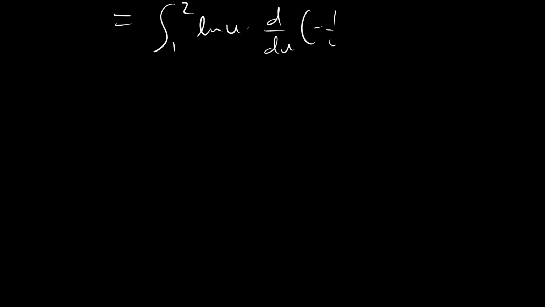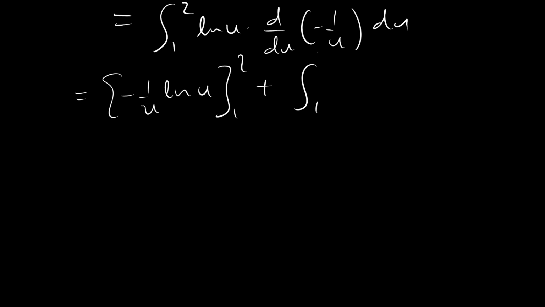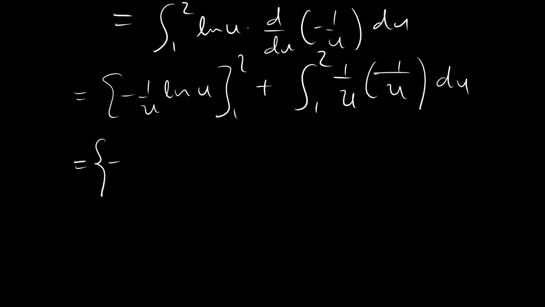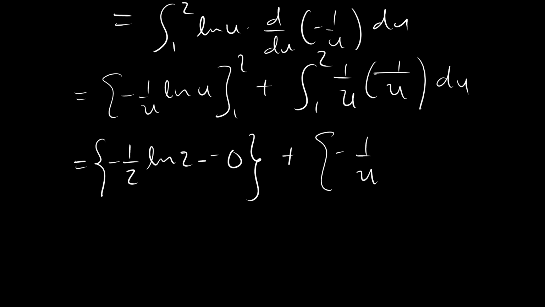times the derivative of negative 1 over u du, the same as negative 1 over u times the natural logarithm of u from 1 to 2, plus the integral from 1 to 2 of 1 over u times 1 over u. This negative has interacted with the minus, so we have a positive here. So which is the same as negative 1 over 2 on the upper side, natural logarithm of 2, minus 1 over 1, so this is just 0, natural logarithm of 1, plus the integral of 1 over u squared, which is just going to be equal to negative 1 over u, from 1 to 2.